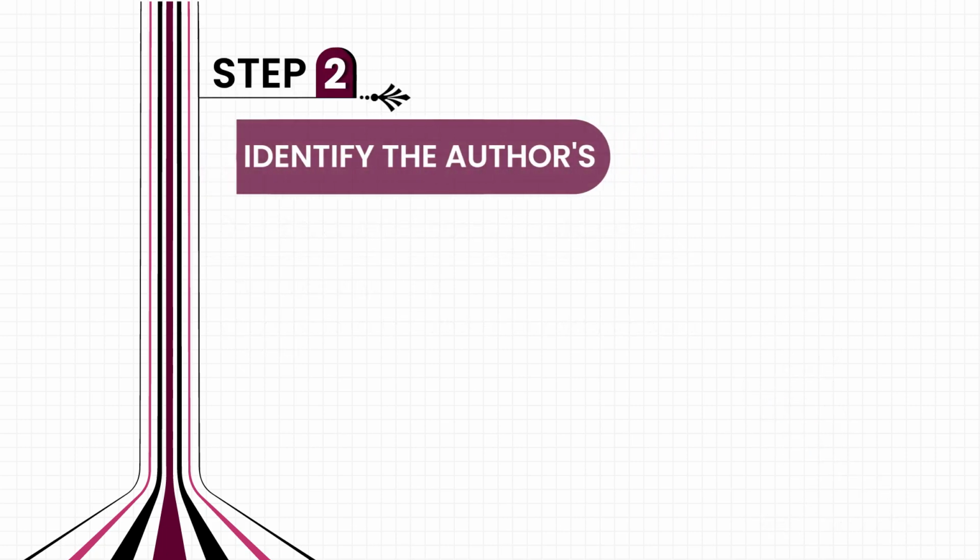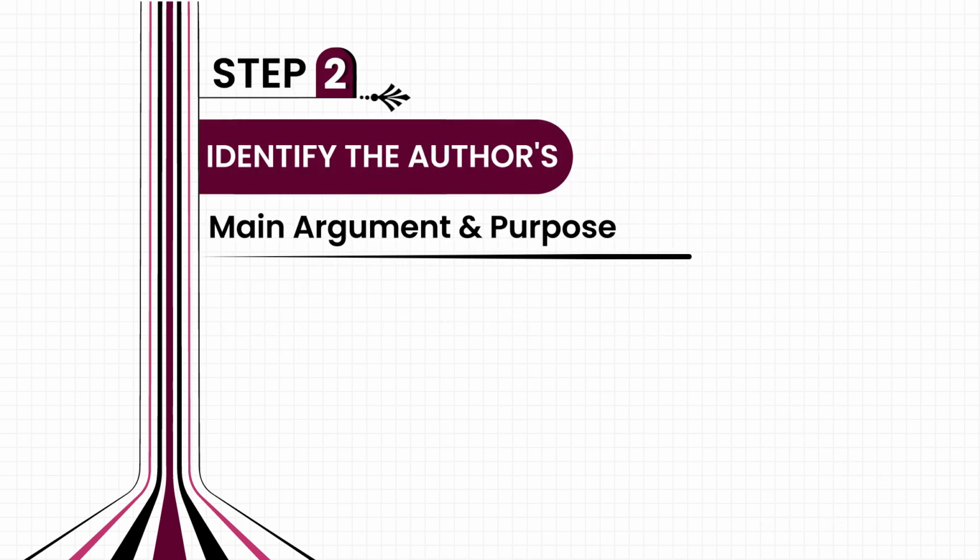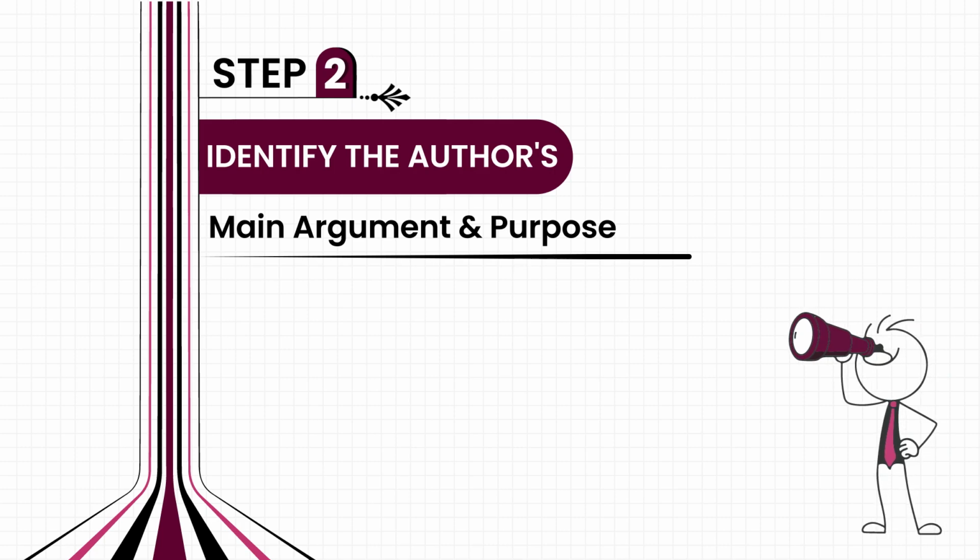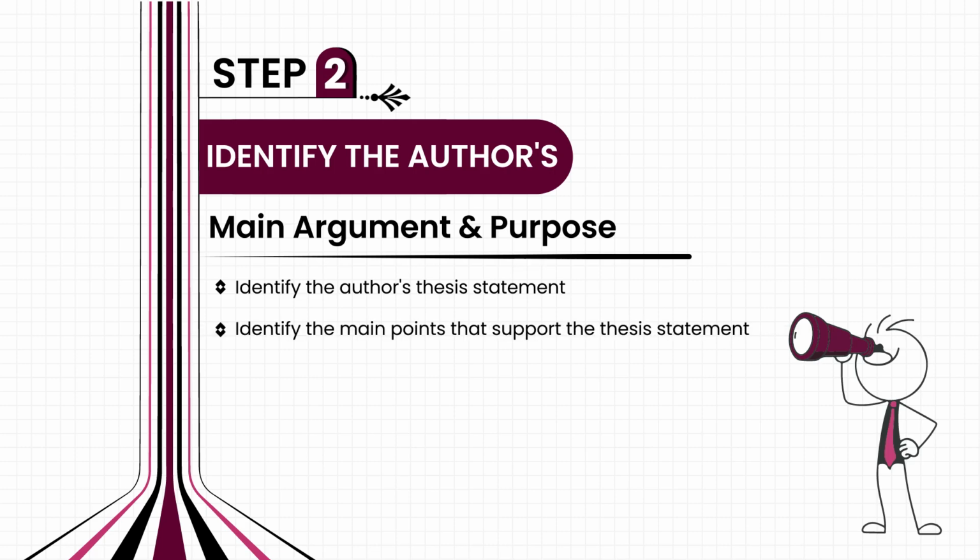Step 2. Identify the author's main argument and purpose. The author's main argument or purpose is the foundation of your critical analysis essay. This step requires you to identify the author's thesis statement and the main points that support it.